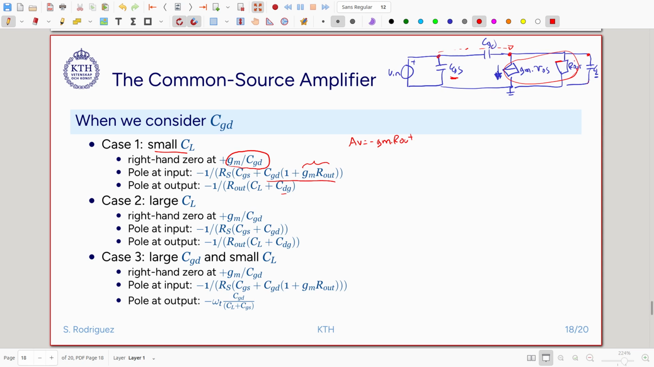Okay, so for very large capacitive loads, there will not be this Miller effect. So what we have is that the pole at the input will be approximately 1 divided by RS times (CGS plus CGD), without the Miller effect, because this gain doesn't apply anymore. And the pole of the output is going to be the same.